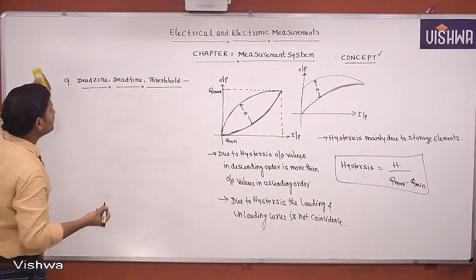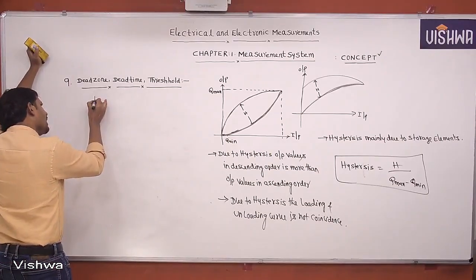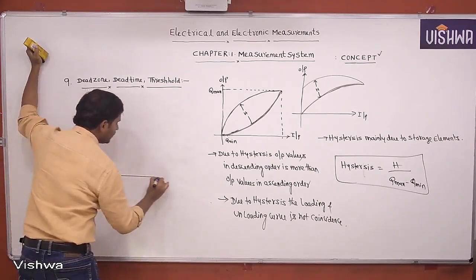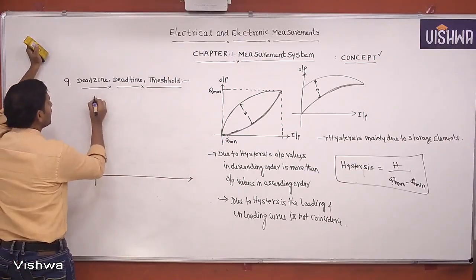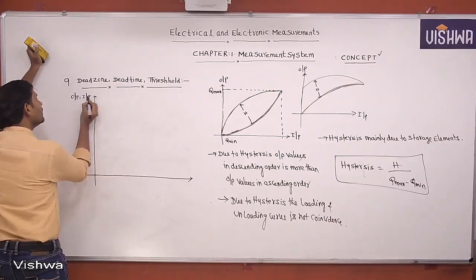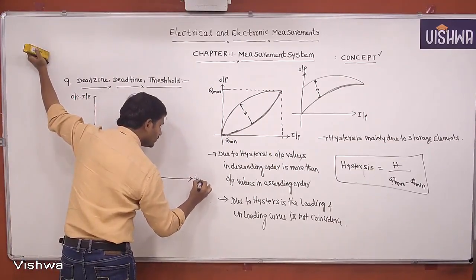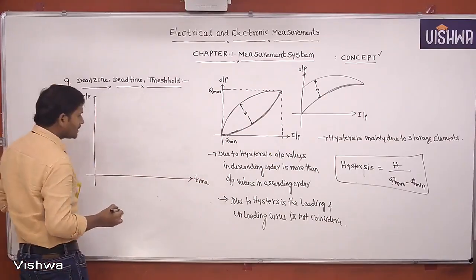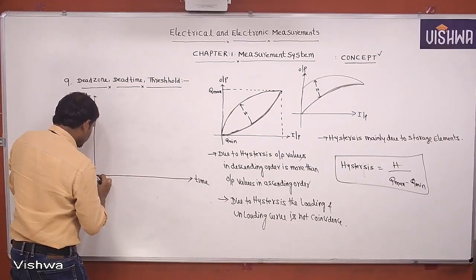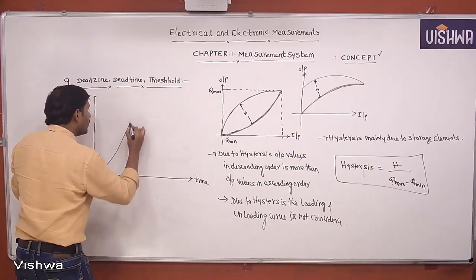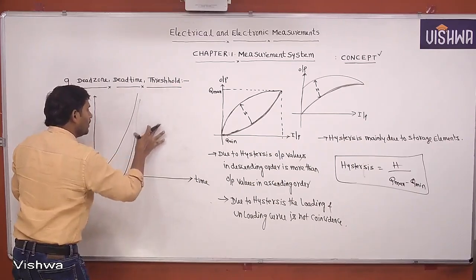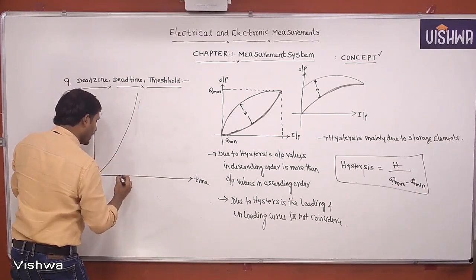To explain this, here I am drawing output and input characteristics with respect to time. Let us consider output and input characteristics with respect to time. This output and input is taken on the same axis and this is the time. Now I am getting the characteristics like this.